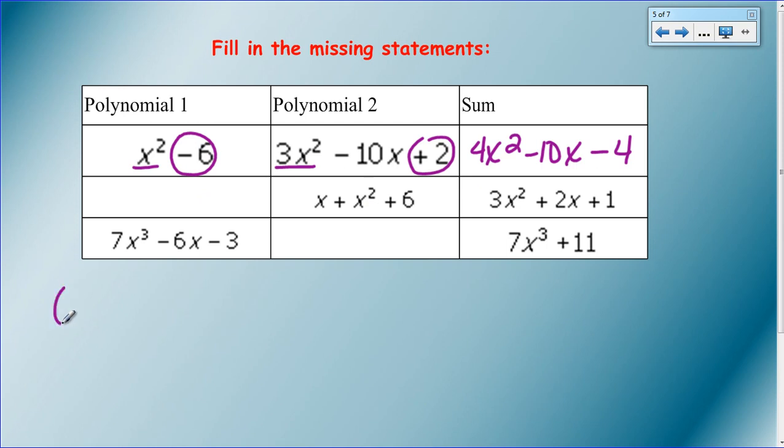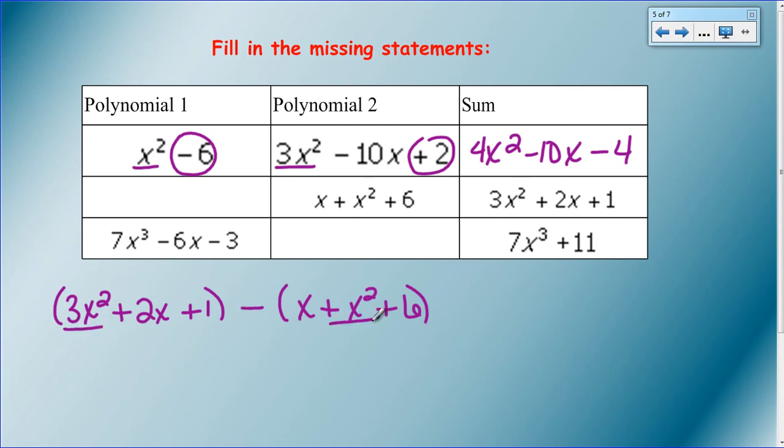So I take my sum, which was 3x squared plus 2x plus 1, and I have to subtract the second polynomial. I'm going to write this just like it is. So I have x plus x squared plus 6, and I'm going to subtract. So like terms with like terms, I have 3x squared minus 1x squared, and 3 minus 1 becomes 2x squared.